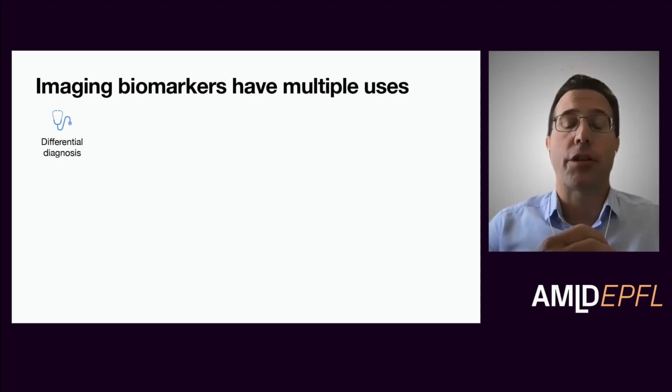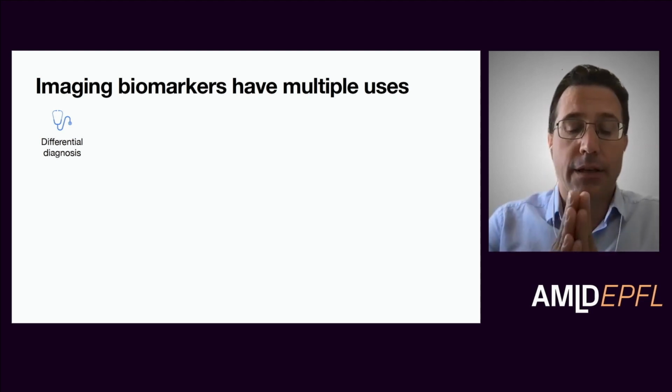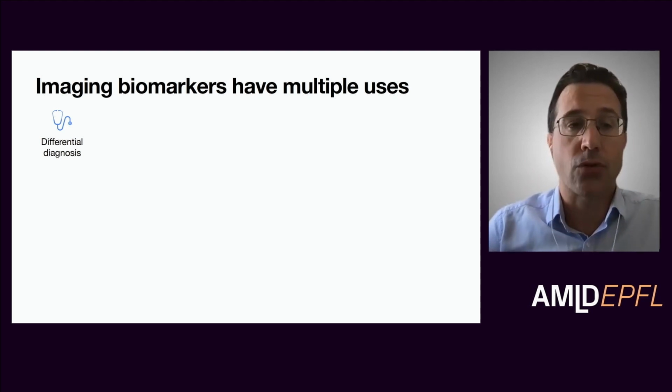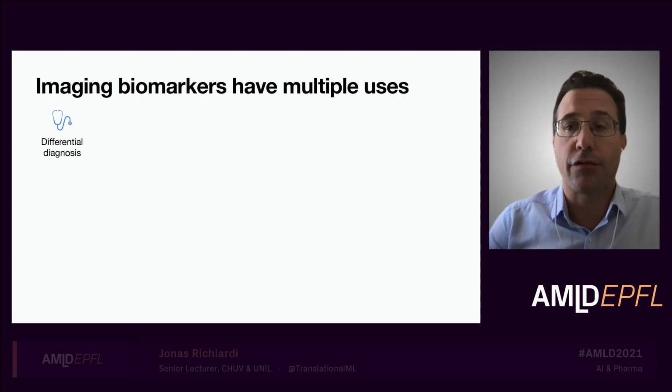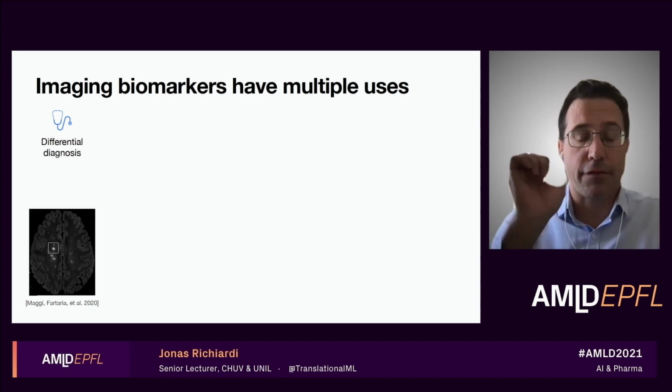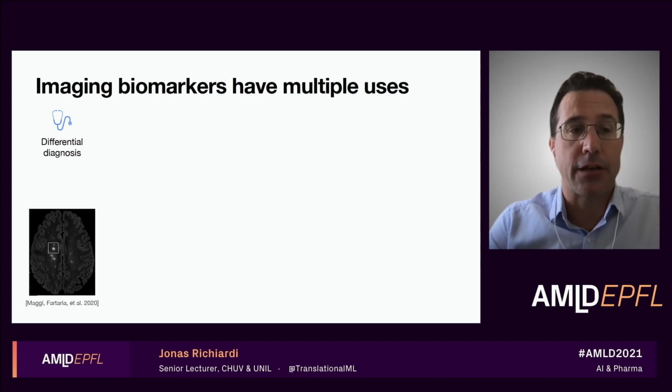First, for differential diagnosis, this is an application where you have two diseases that look very similar, but they're not the same. So one of the things you can do for multiple sclerosis, for example, is to look for little veins inside lesions, as you can see here on the bottom. And this will tell you whether this person has multiple sclerosis or something that looks like multiple sclerosis.